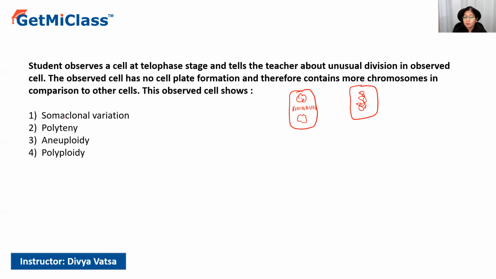Option number one, somaclonal variation. So what is somaclonal variation? Somaclonal variation means variation seen in somatic cells. Somatic cells are the vegetative cells, and if you propagate these cells, we obtain clones. These clones are supposed to look alike, that is why they're called clones. But sometimes we will also see a variation in them. This is called somaclonal variation, and it has nothing to do with what the student is observing here in the telophase stage. So this can't be the correct option.